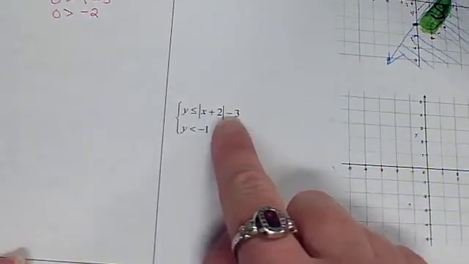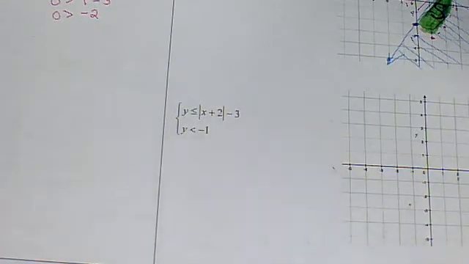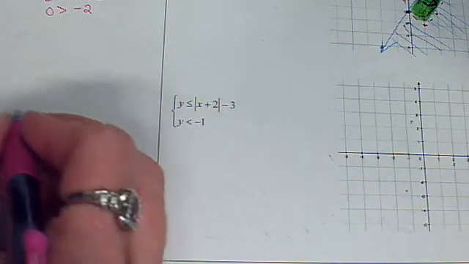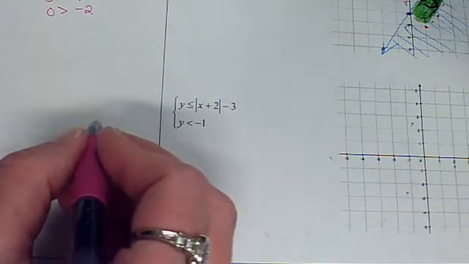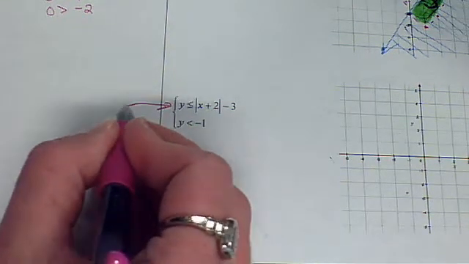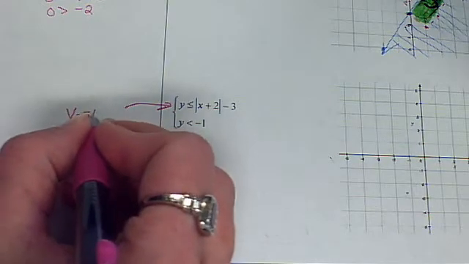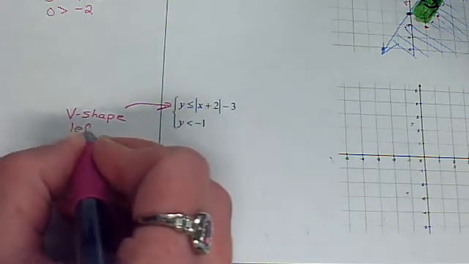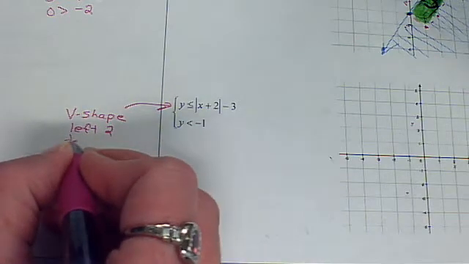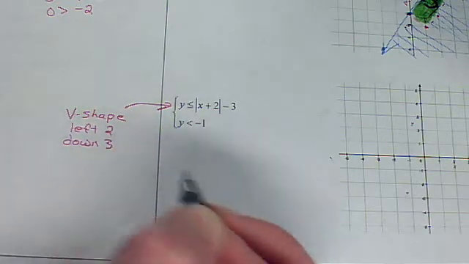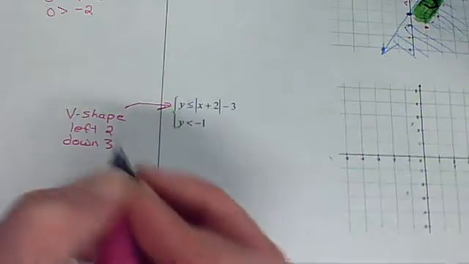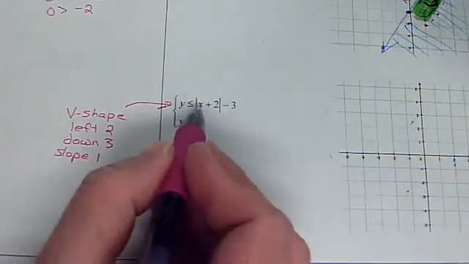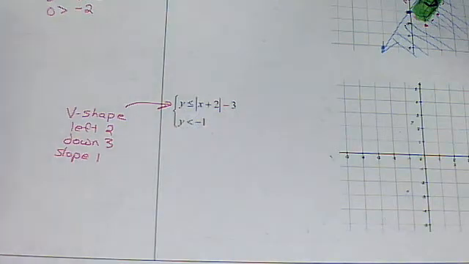Ooh, we should know this one. Everybody in my class should know this one. That is an absolute value function. What does it look like? That is a V shape. What's happened to that V shape? It's moved left 2 and down 3. Has the slope changed any on it? No. So it's going to have a slope of 1. How would you know if it changed? The number in front of the absolute value sign.